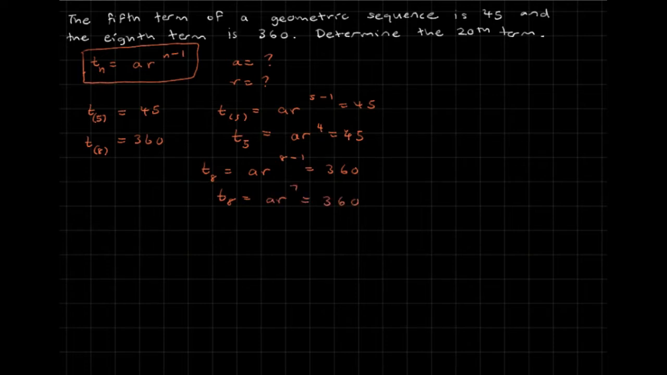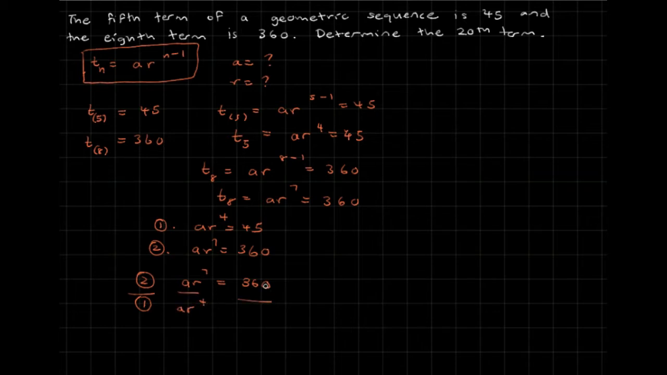Now what you want to do next is you have two equations. Call this the first equation, a times r to the power 4 is equal to 45. And equation 2, we have a times r to the power 7 is equal to 360. If you want to solve for a and r, what you could do is cancel out the a by dividing equation 2 by equation 1. So if I divide equation 2 by equation 1, we have a times r to the power 7 is equal to 360 divided by a times r to the power 4. I'm going to do the same thing for the right side.